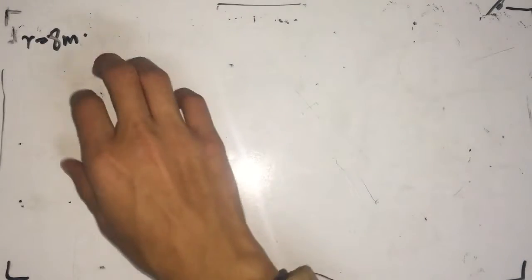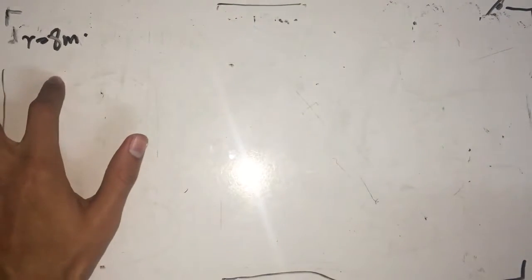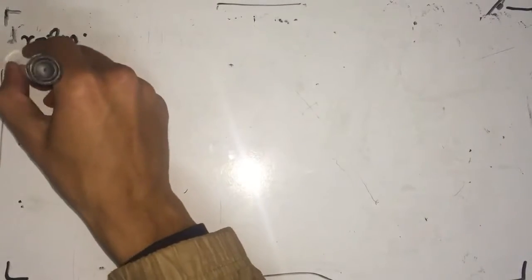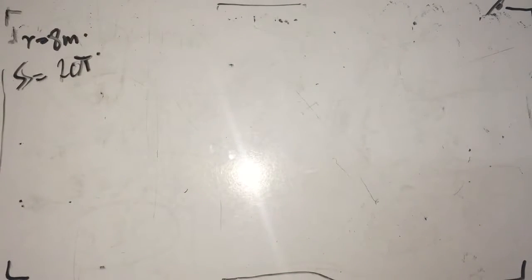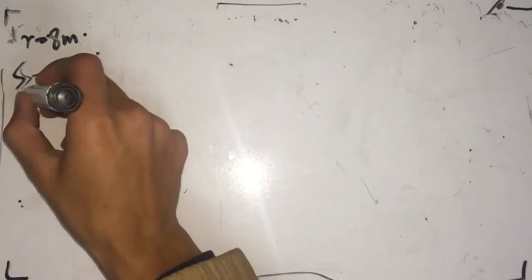You guys can, by the way, read the questions from the book. I'm just writing the data over here. So we have a circle of radius 8 meters, subtended by an arc of length s equals 10 pi. 10 pi is the length. And we have to find theta.